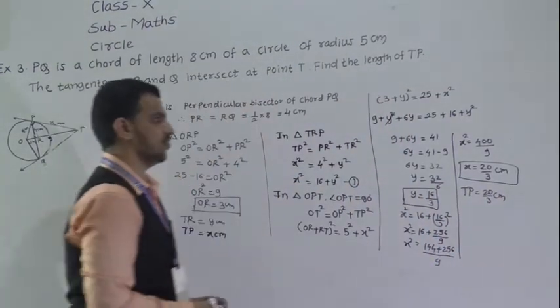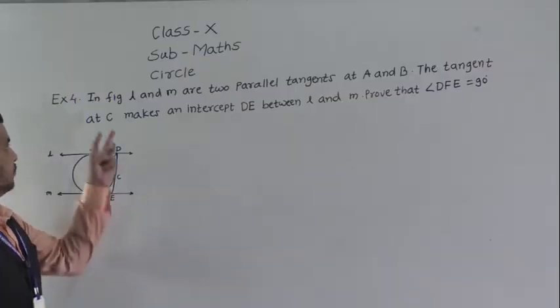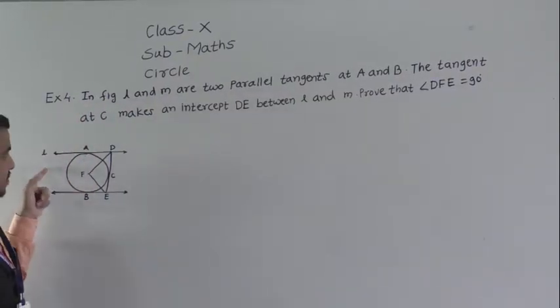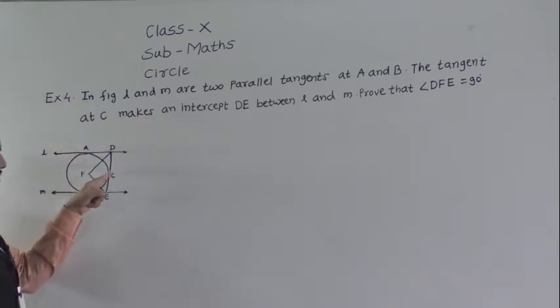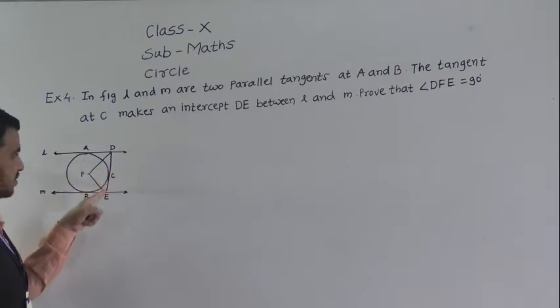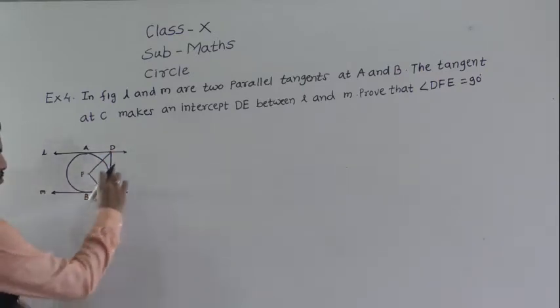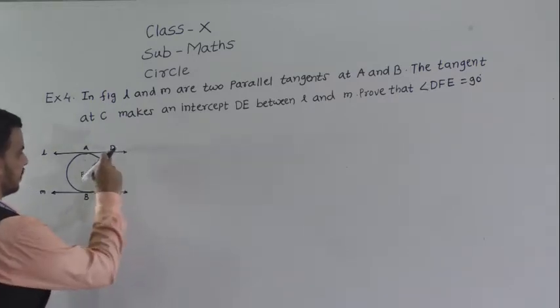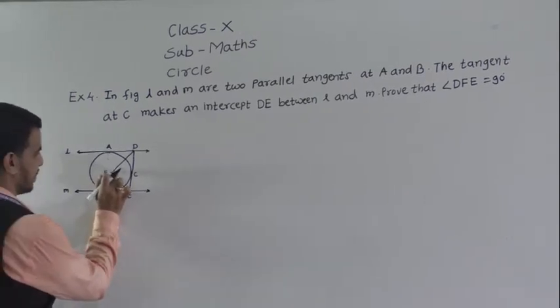Now we will take the next example. Fourth example: in the figure, L and M are two parallel tangents at A and B. The tangent at C, so this is another tangent, makes an intercept DE between L and M. So DE is the intercept at point C. Prove that angle DFE is equal to 90 degrees. So we have to show that this angle is 90 degrees.